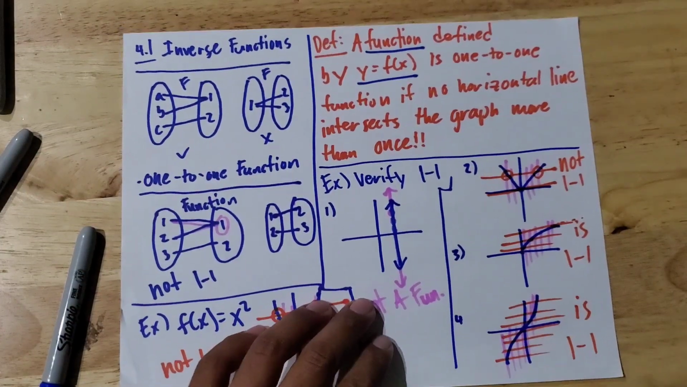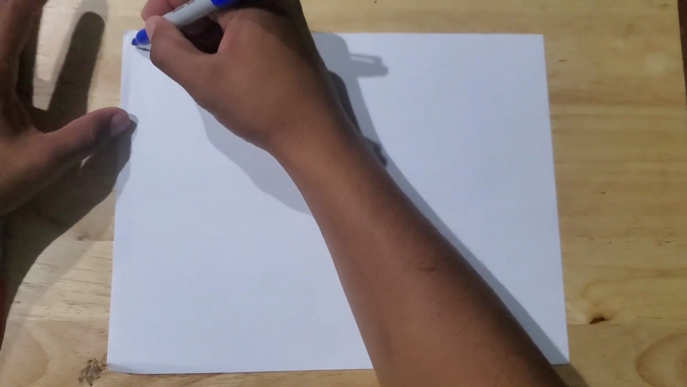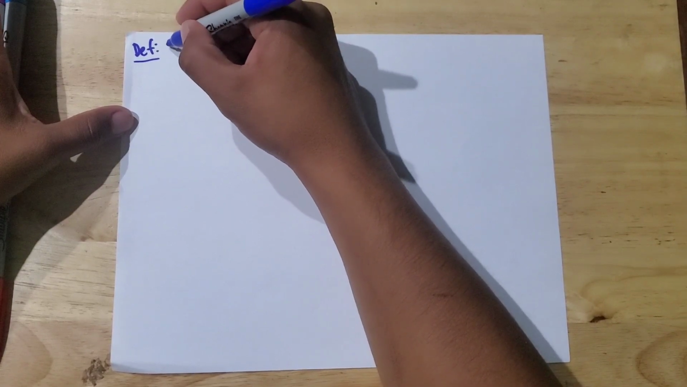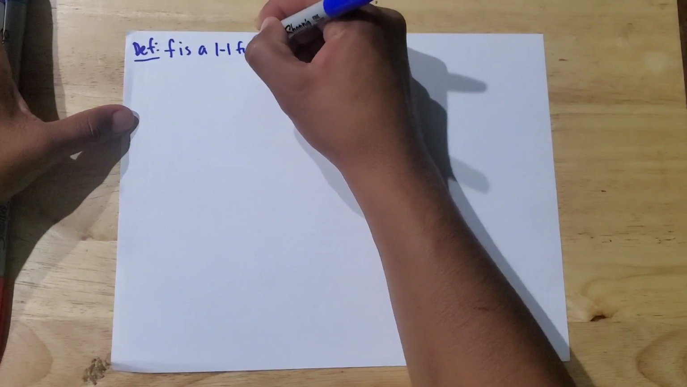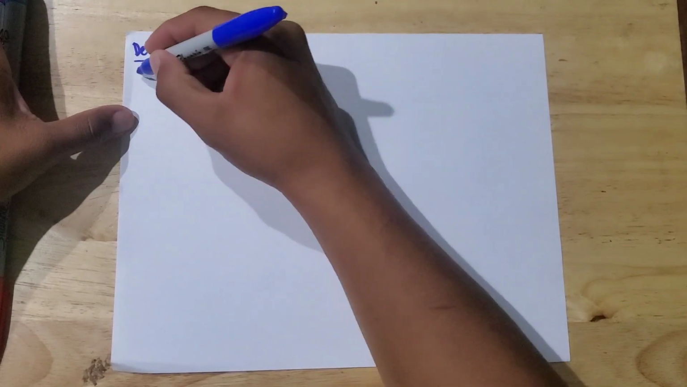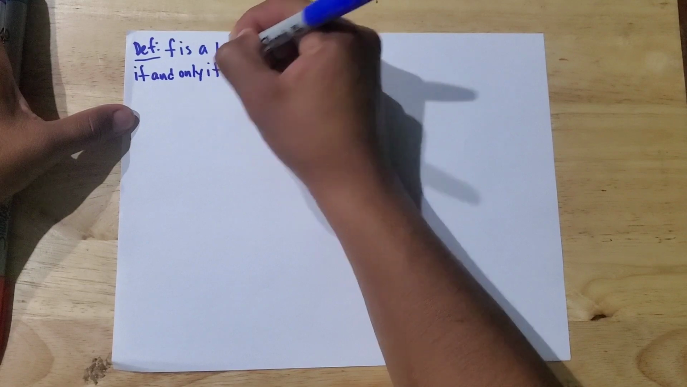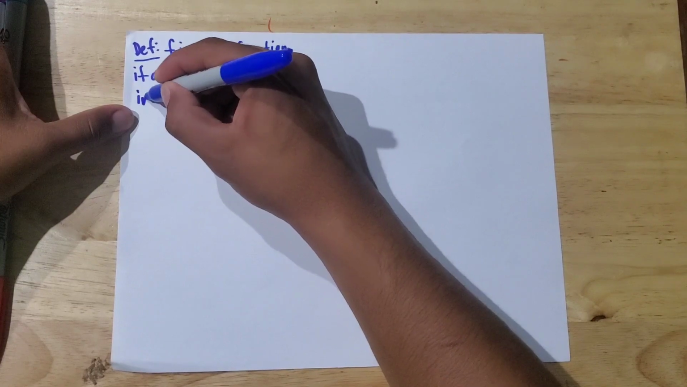Alright, now we're going to look at the definition of inverses. We needed to talk about what a one-to-one function is because there's another definition that we need, and it says that f is a one-to-one function if and only if f has an inverse.